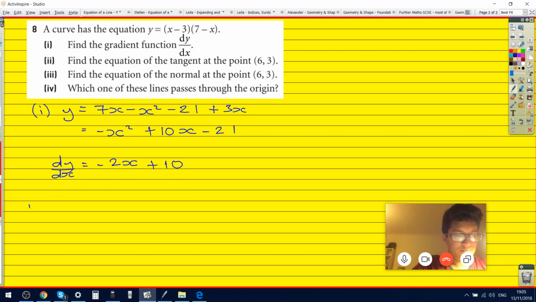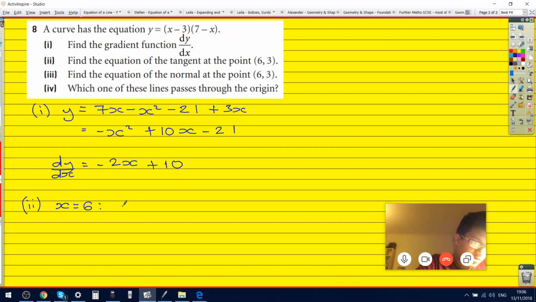Correct. Part 2. Okay, find the equation of the tangent at the point 6, 3. So point 6, 3, that's the point we're given, and the original equation is minus x squared plus 10x minus 21. Would we sub the x value of 6 into this equation? Correct.